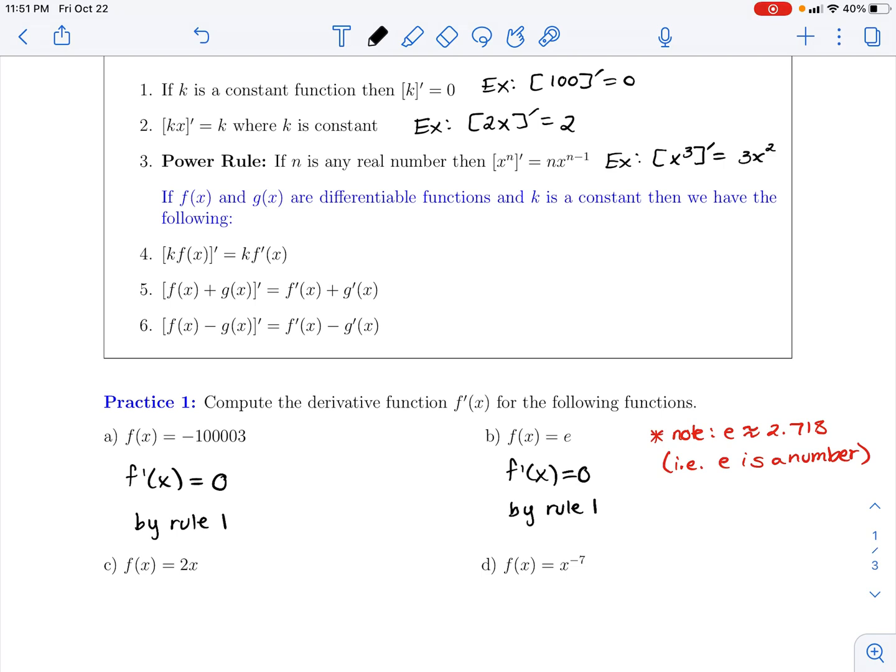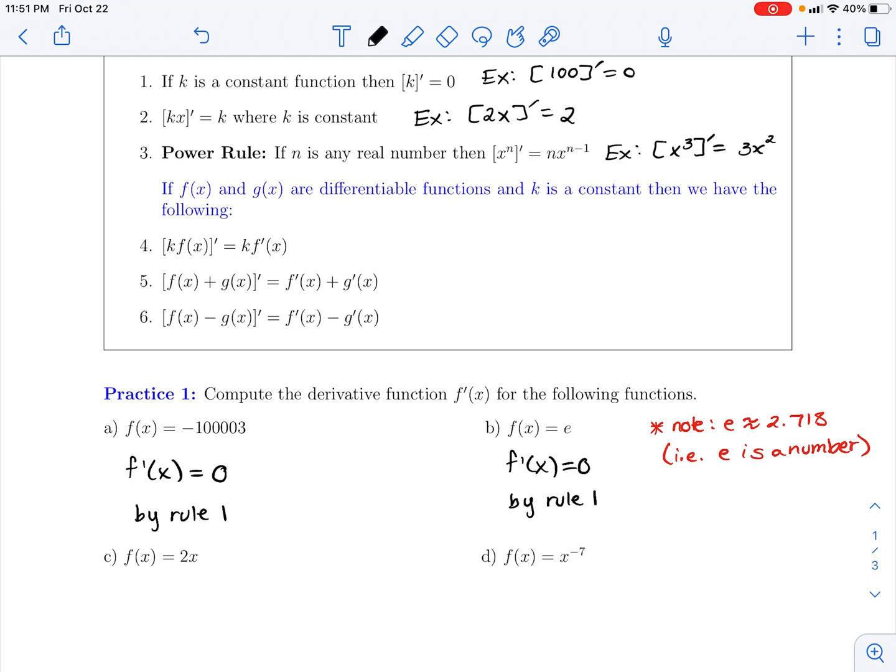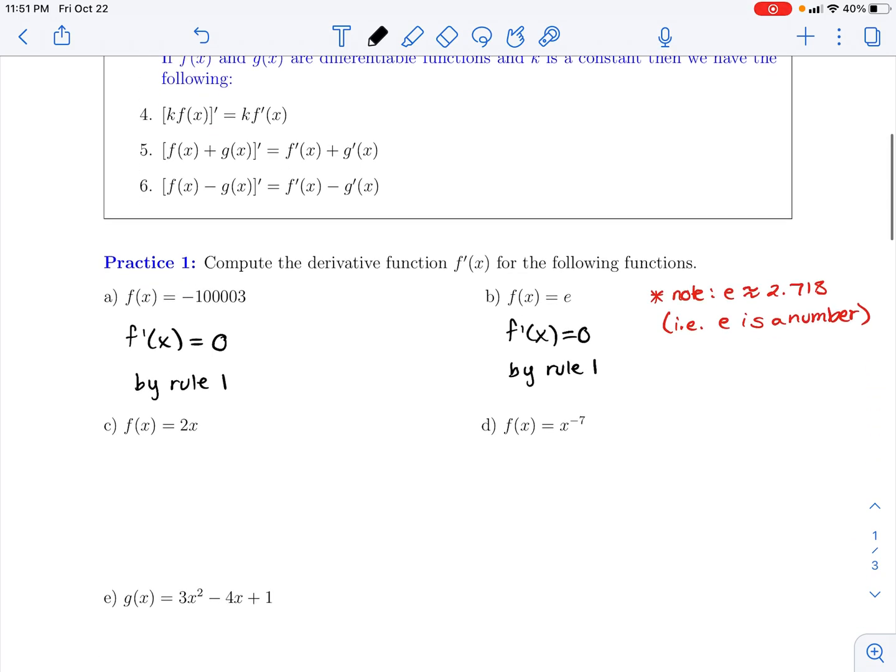Okay, what about part C? I have f of x is equal to 2x. So here, this would be using rule 2. I'm just going to say the derivative is just equal to 2 by rule 2.